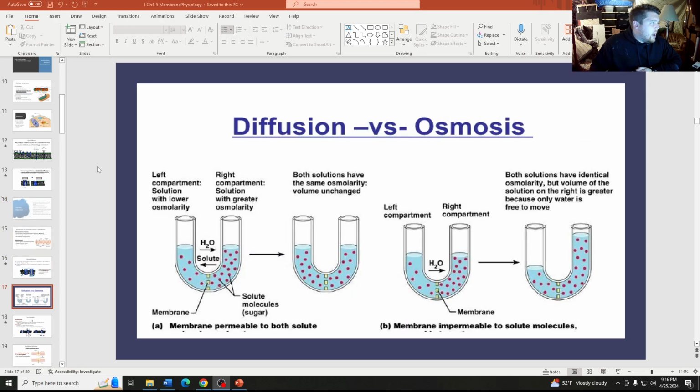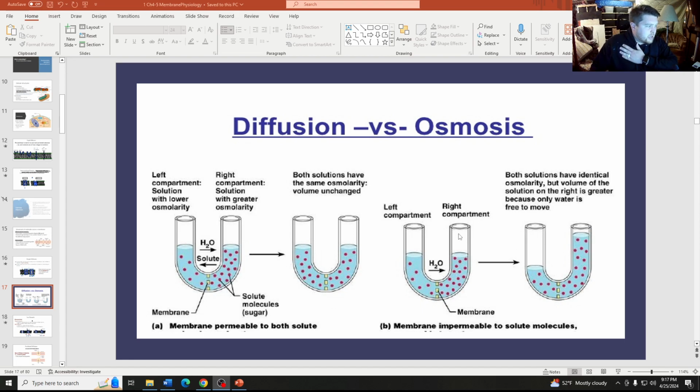So, starting out, I want to talk about diffusion versus osmosis, okay? The biggest thing to remember, the most important thing, whenever we're talking about osmosis, we are talking about movement of water, okay? Nothing else is moving except for water when we specifically define osmosis, okay? Osmosis literally is the movement of water through a semi-permeable membrane.